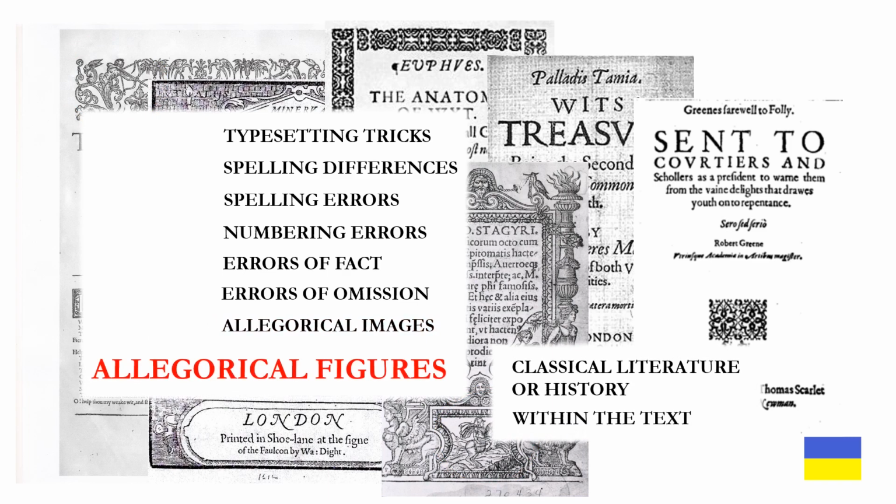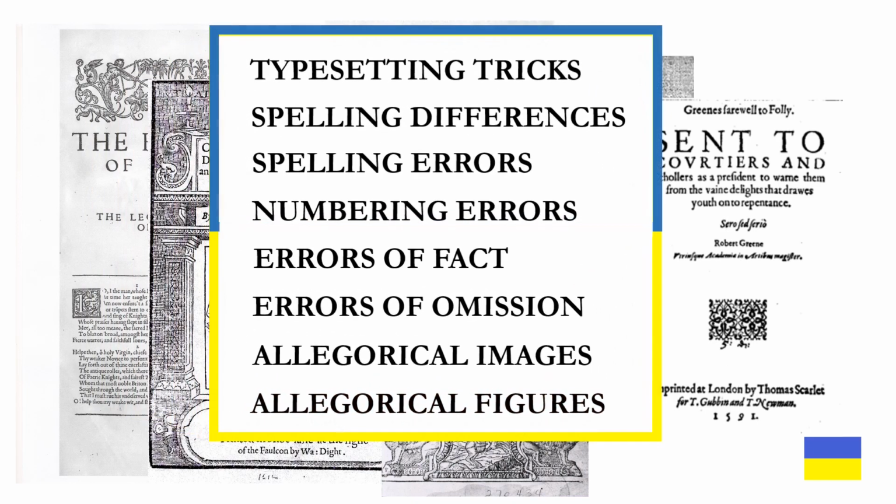Next, we have the use of allegorical images, such as the ones circled on the slide. They usually come from classical literature or history and refer to contemporary people or people that have been recently deceased. Finally, we have allegorical figures, also from classical literature or history, and I must emphasize that these are within the text. I make a distinction between images and figures. We will see that the most commonly used allegorical figure is that of Diana, substituting for Elizabeth I. These are all the ways that people in Elizabethan and Jacobean times could present puzzles.